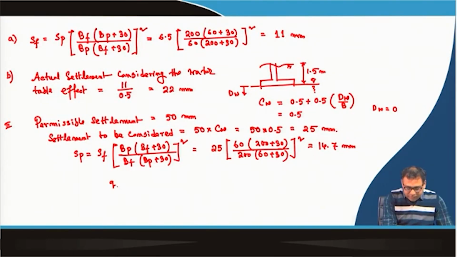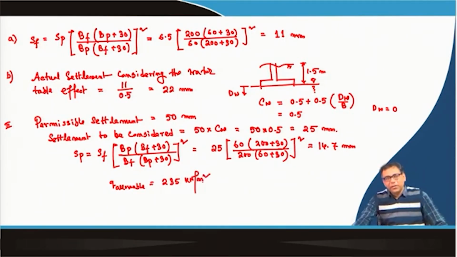So, my Q safe or Q allowable will be 235 kilonewton per meter square. Okay. So, this is also one way we can determine the allowable bearing capacity.